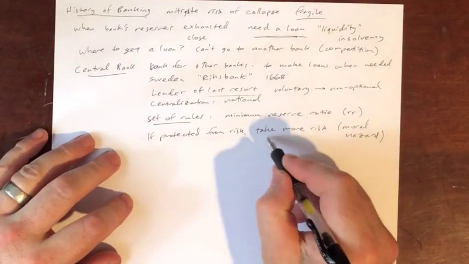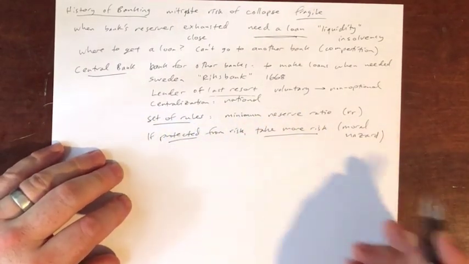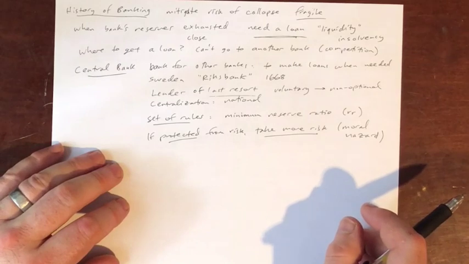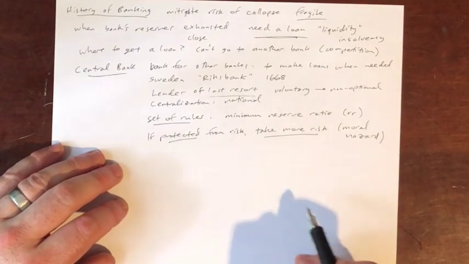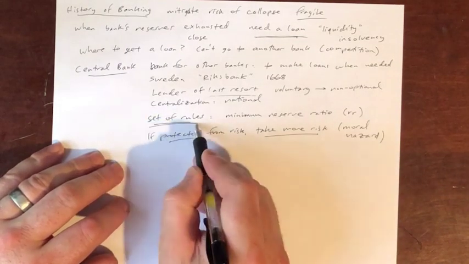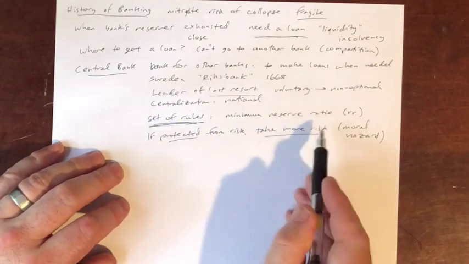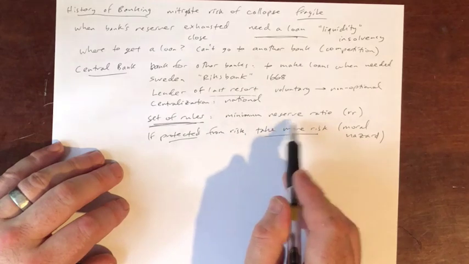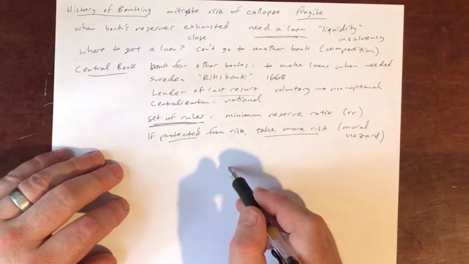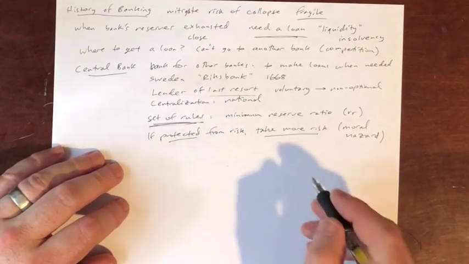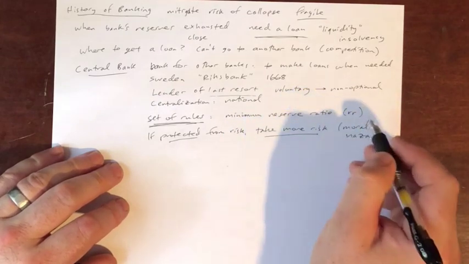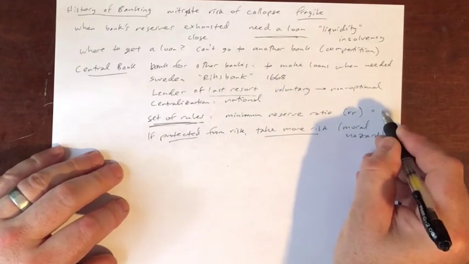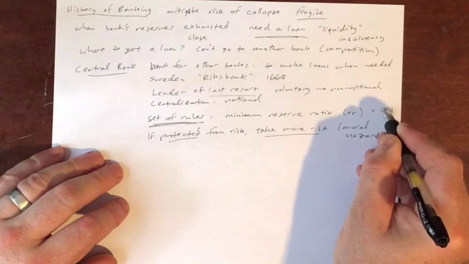You might take on more risk if someone protects you, especially from the downside possibility. And this is what central banks do. So they're like, okay, we need to have rules. We need to say, look, there's a limit to how much risk you can take on. Your reserve ratio can only go so low. And in the United States, this minimum reserve ratio is set at 0.1.